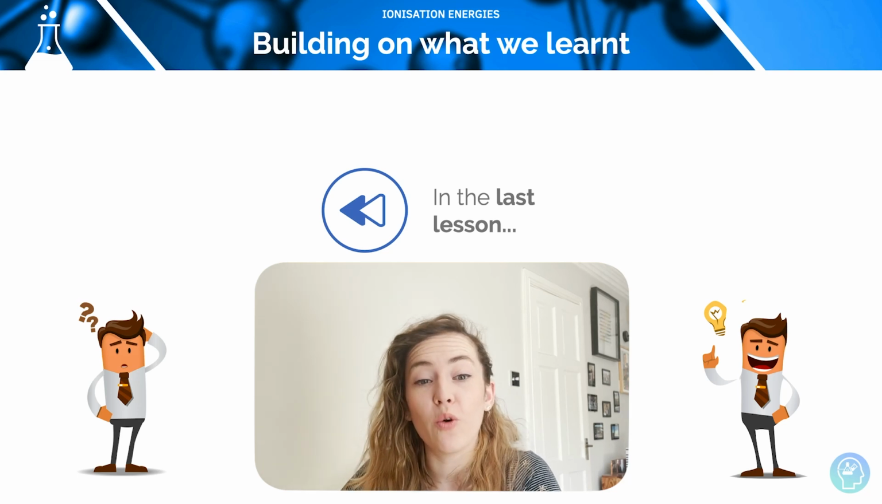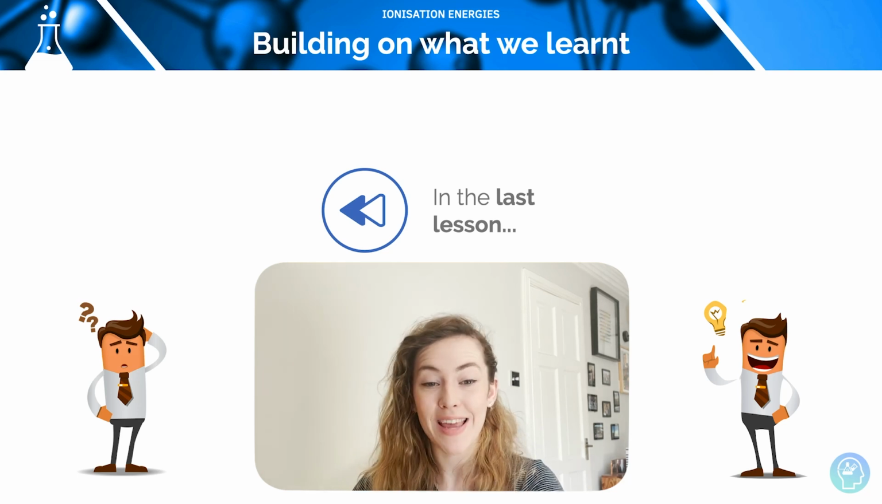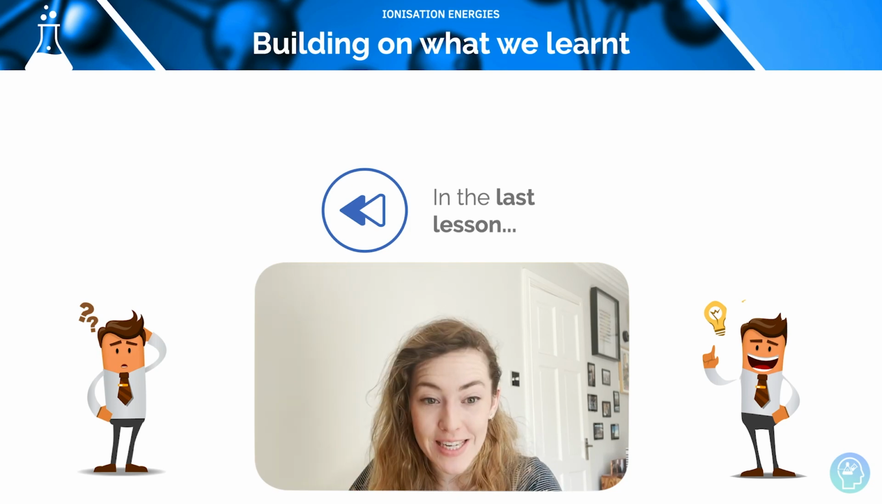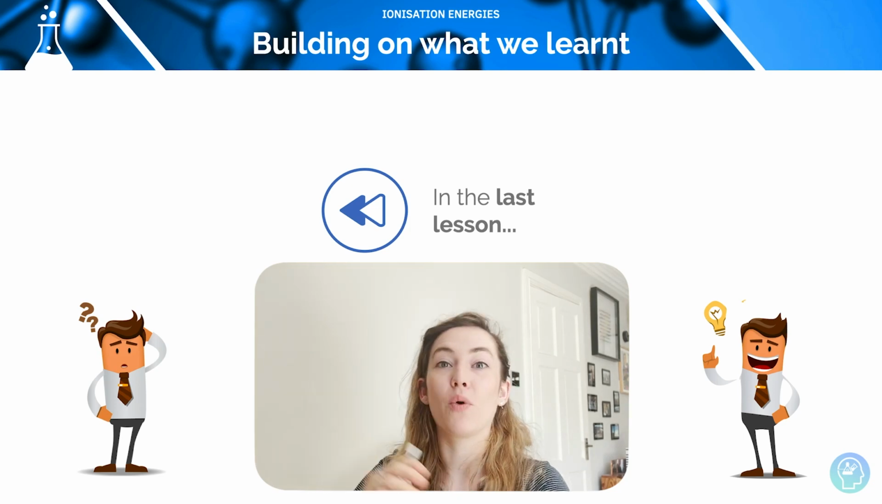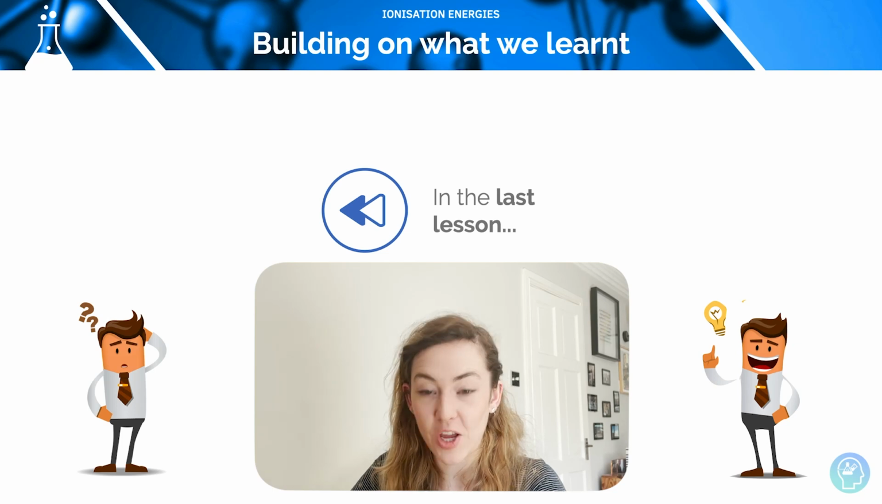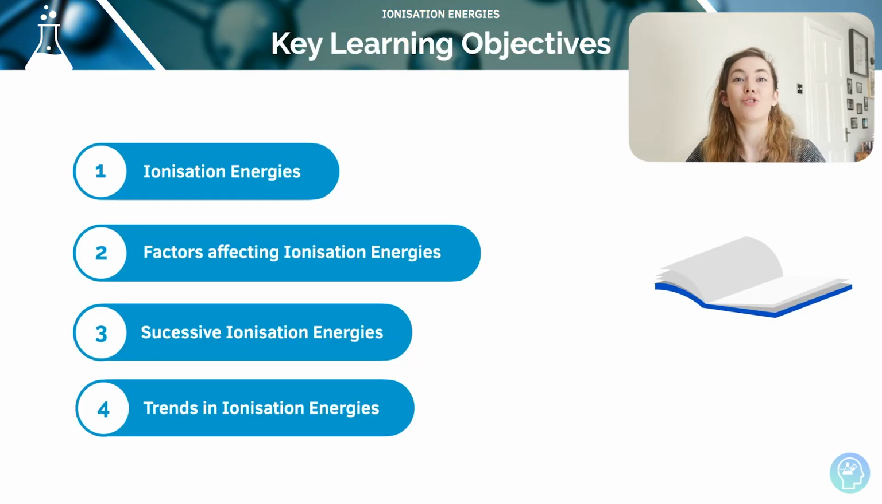In the previous tutorial, we learnt how to explain the trends in atomic radius, electrical conductivity, ionization energies and melting points as we moved along period 3 in terms of their structure and bonding. In this tutorial, we are having a look at ionization energies, factors that affect them, successive ionization energies, and also trends and how to explain trends.